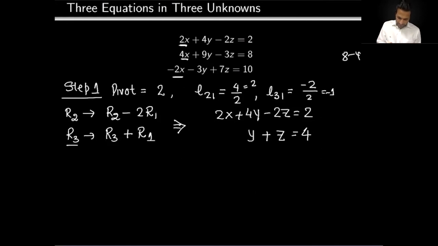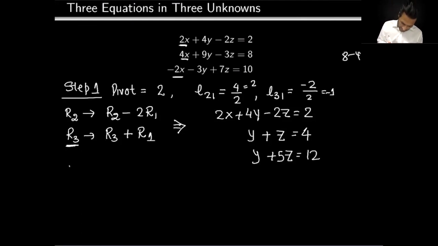And for R3, when we operate R3, we simply add these two equations. That gives you 0 first, that gives you y here, that gives you 5z, and that gives you 12. So that gives you y plus 5z is equal to 12. So this is the first step of the elimination.